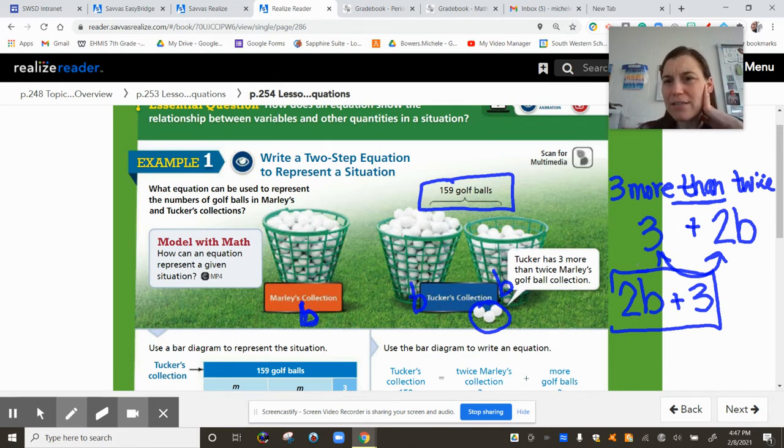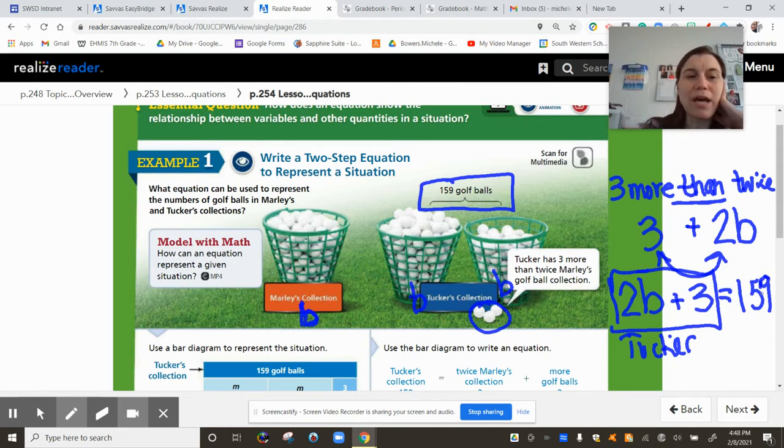Do we know how much Tucker has? Well, yeah, he has 159. So that means this represents what Tucker has. But the other thing that represents what Tucker has is the number 159. So that means these 2 things are equivalent. So now I have an equation. I know that Tucker has 2 times the number of baskets that Marley has and 3 more golf balls. And all together, when you combine all that together and count them, it's 159.